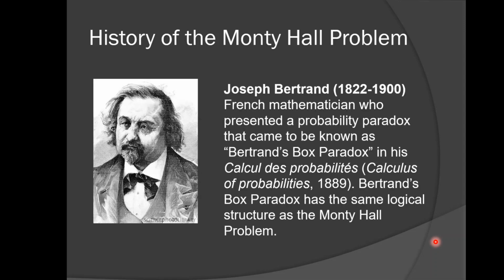The problem we're going to be looking at was first formulated by the French mathematician Joseph Bertrand. It's known as Bertrand's box paradox. It has a very similar logical structure to the Monty Hall problem, and it has a similar paradoxical feel to it.